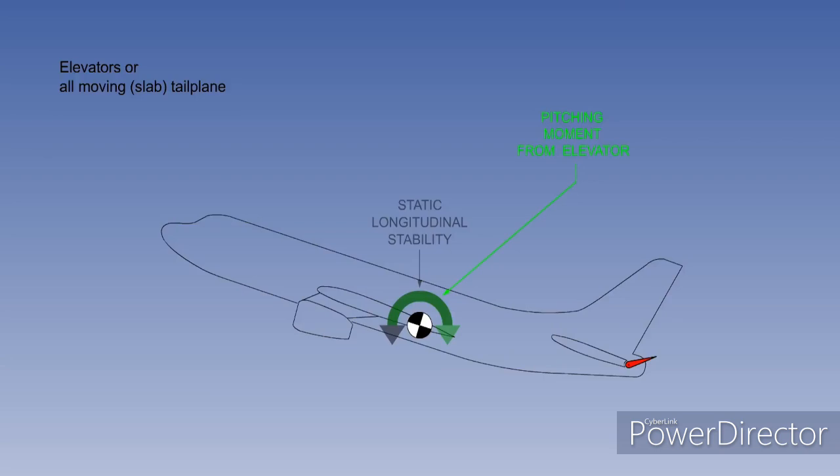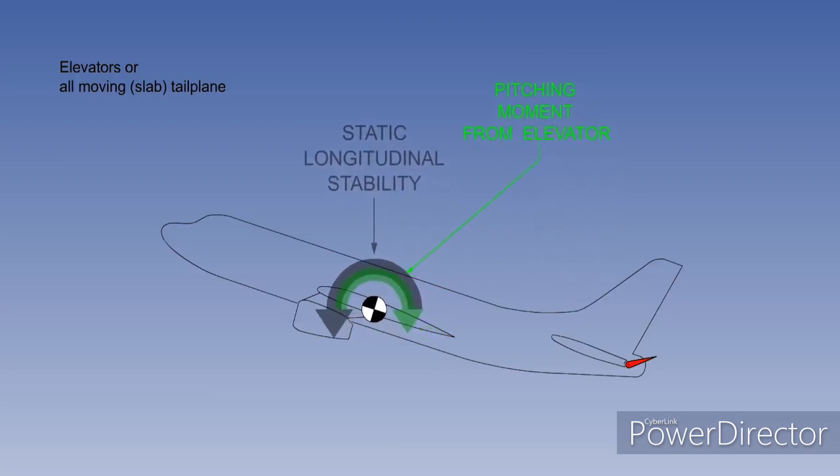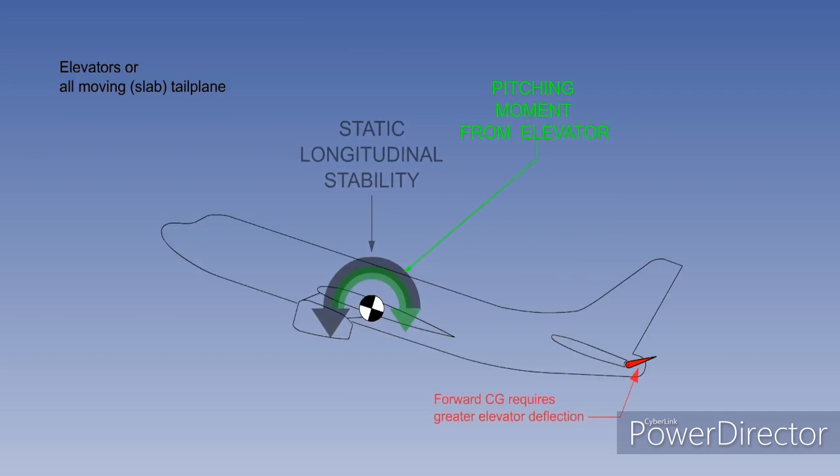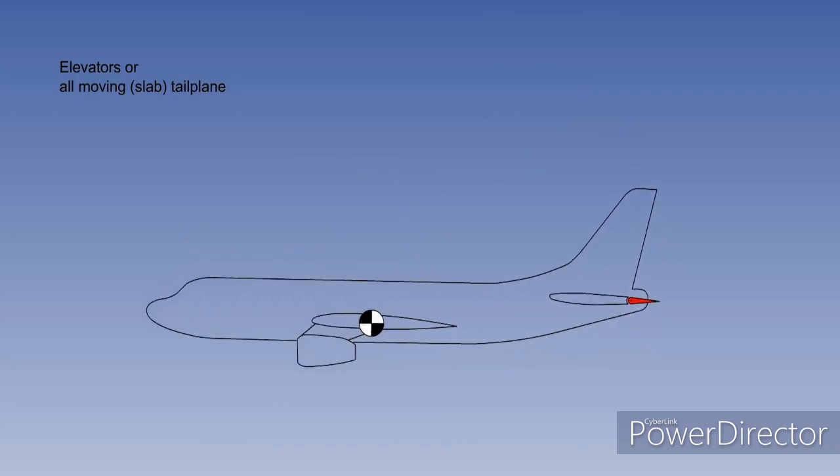If we consider the CG further forward from our previous studies, static longitudinal stability will be increased, and a greater upward deflection of the elevator is required to hold the same pitch angle. This is not something that would happen in flight, but shows that, with a forward CG, a greater elevator deflection is required for a given pitch angle. For this example, to return to level flight, the elevator is returned to neutral and the static longitudinal stability will pitch the aircraft nose down.